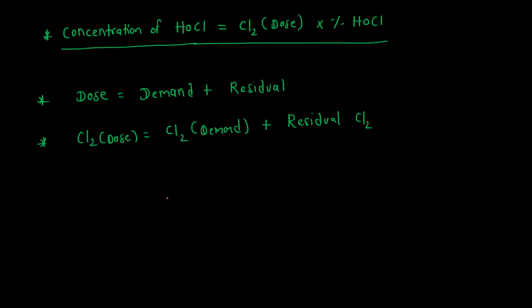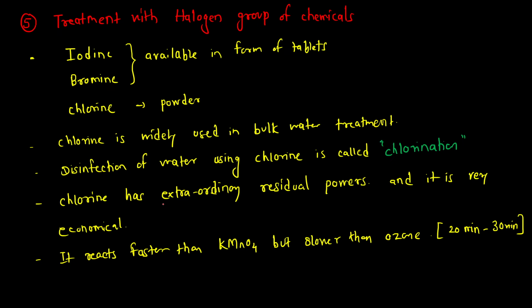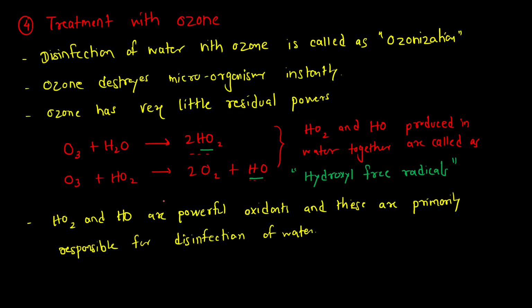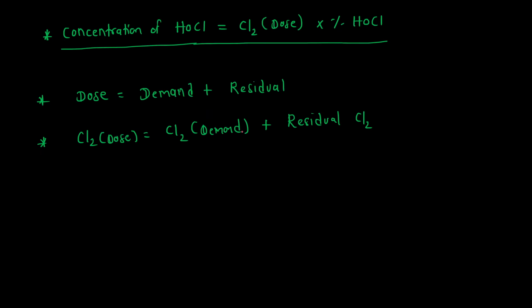So in the previous video, we have seen various types of treatment methods. In that we have seen the chemical methods. Now in the chemical methods, there was one thing about which we have not written in detail, that is the chlorine demand. So you just write it down in the note. So what exactly is chlorine demand?